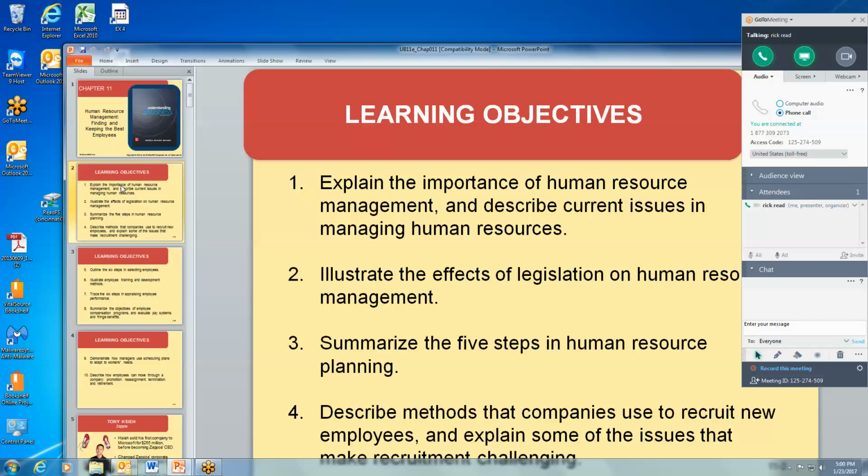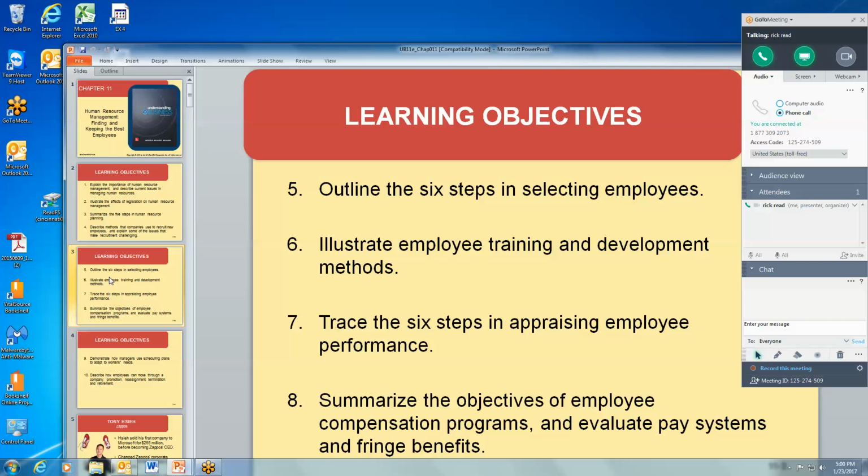We'll talk about some of them. Summarize the 5 steps in human resource planning. Describe methods that companies use to recruit new employees and explain some of the issues that make recruiting challenging. It's always a challenge. Outline the 6 steps in selecting employees. Illustrate employee training and development methods. We'll look at the 6 steps in appraising employee performance.